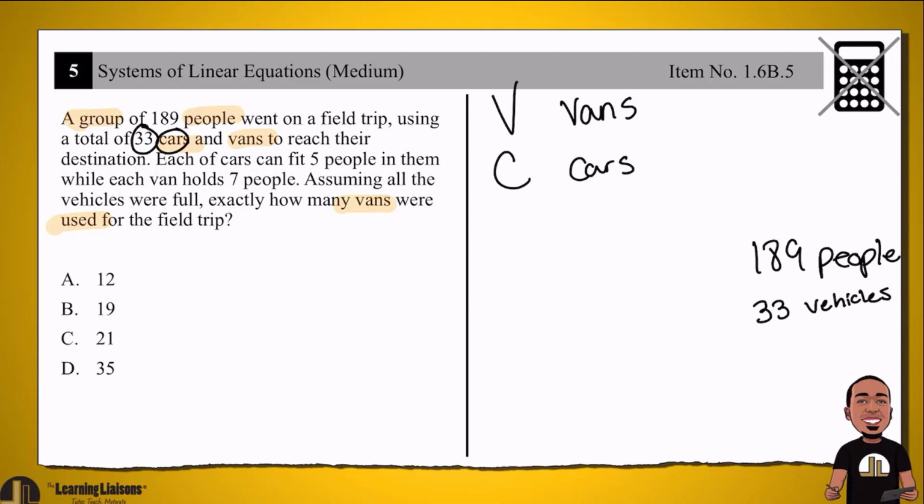And every car has 5 people. So 5 per car. And 7 per van.